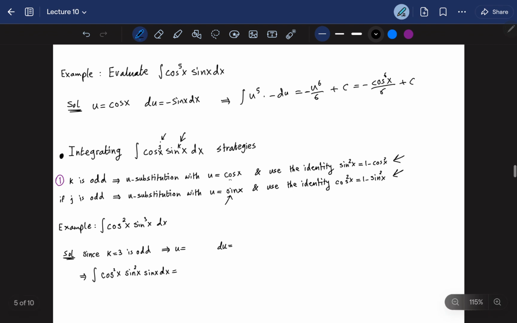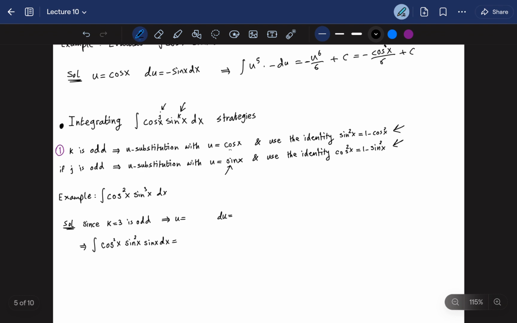So let's look at this example. I have cosine squared multiplied by sine cubed. Now, since sine is the one with an odd power, you take your u to be cosine. You differentiate and see what happens. So now I can write the integral of cosine squared multiplied by sine squared times sine dx. The reason why I wrote it this way is because du is sine dx, and I want to get sine dx somehow.